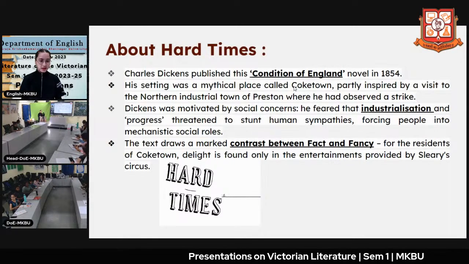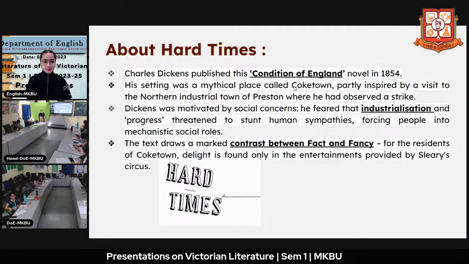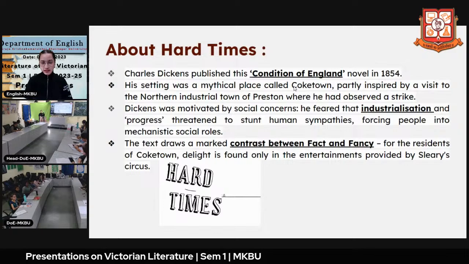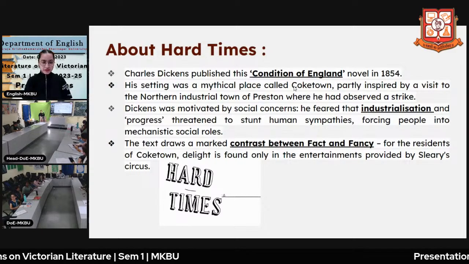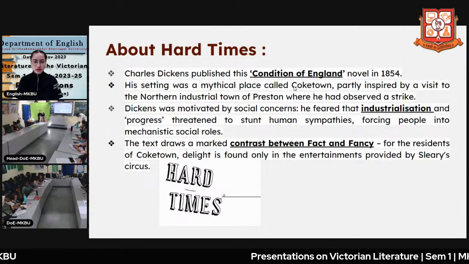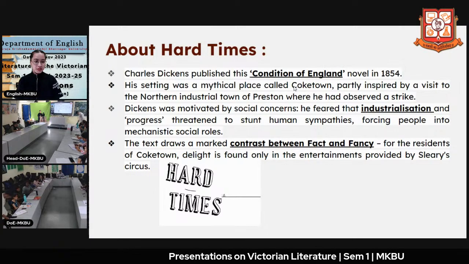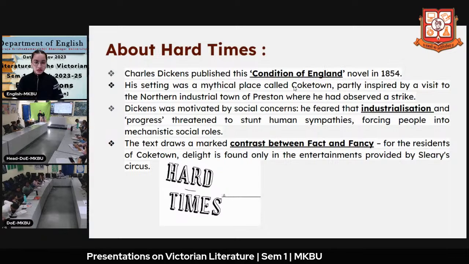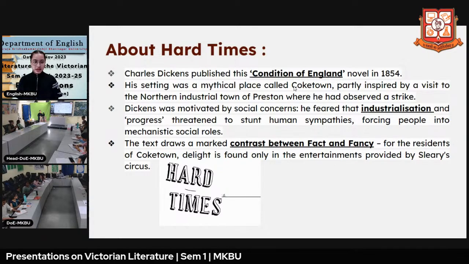And let's talk about Hard Times. Charles Dickens published his Condition of England novel in 1854. His setting was a mythical place called Coketown, partly inspired by a visit to a northern industrial town, Preston, where he had observed a strike.